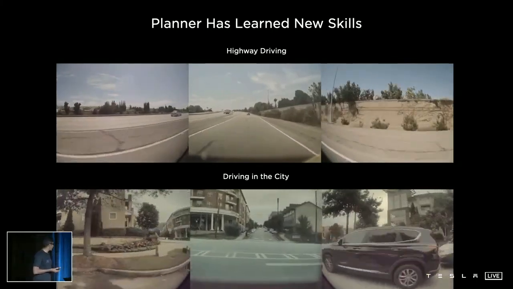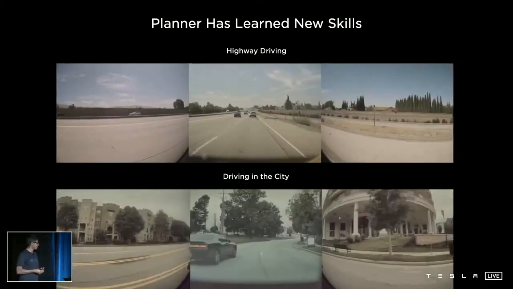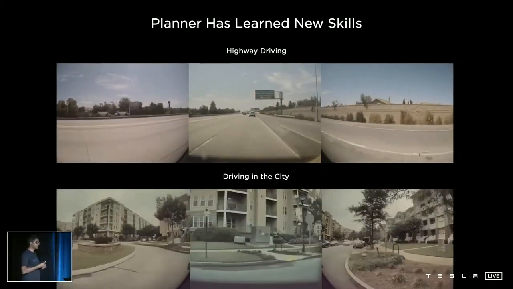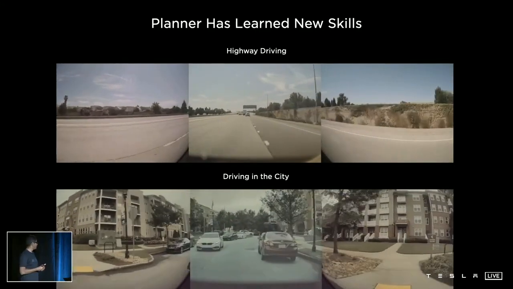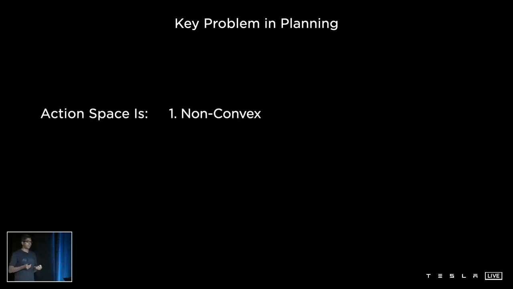Rarely are there structured lane lines. Vehicles do much more free-form driving, and the car has to respond to all of the cut-ins and crossing vehicles and pedestrians doing funny things. What is the key problem in planning? Number one, the action space is very non-convex. And number two, it is high-dimensional.